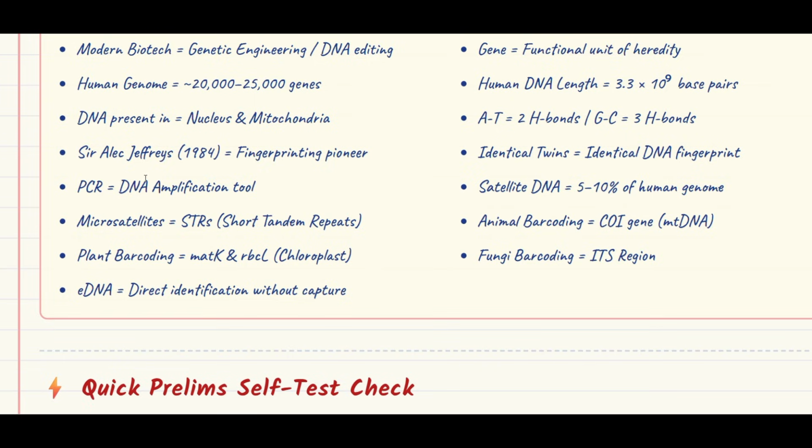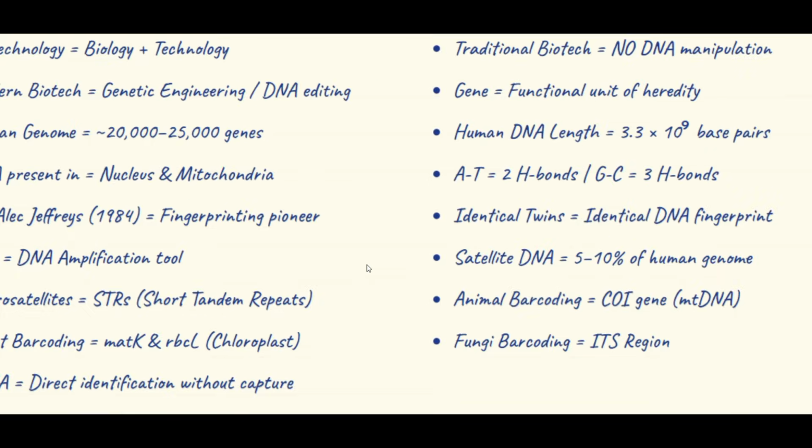Okay, where we stopped. The polymerase chain reaction, that is DNA amplification. The polymerase chain reaction helps to multiply the DNA. And microsatellite is a short tandem repeat. Plant barcoding matK and rbcL are present in the chloroplast. And eDNA is direct identification without capture.